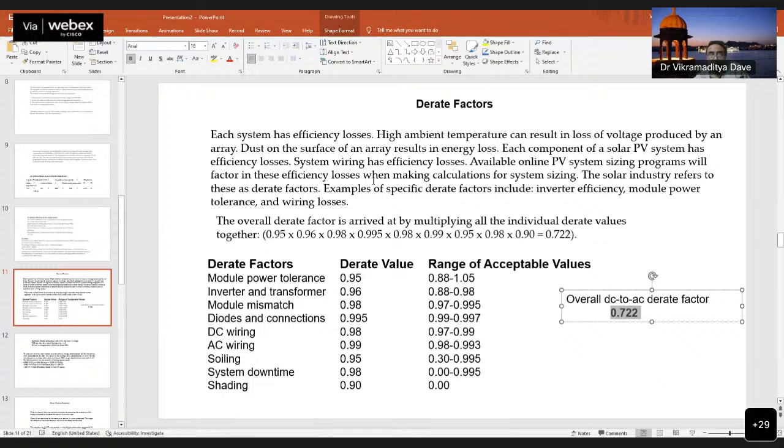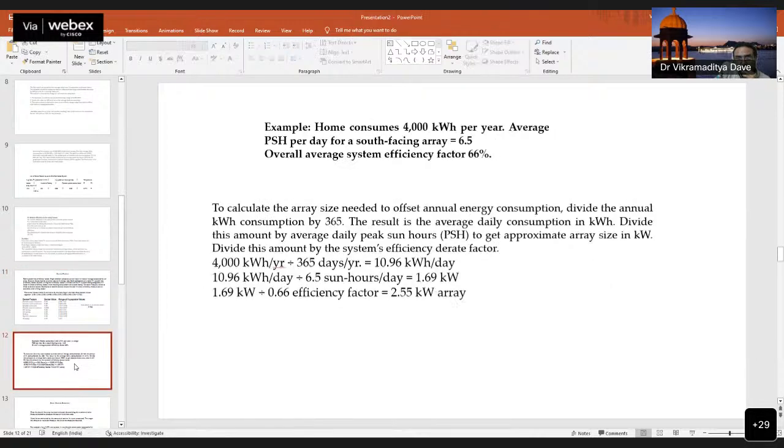Okay, so all these derating factors are being taken into account, and while making the calculation, we multiply all these derating values just like this, 0.9, 0.96, 0.98, and ultimately it comes out to be 0.7222. So the maximum allowable derating value is 0.722. Below this it is not acceptable. It means your system is not working properly, and you have to suffer the losses incurred due to this.